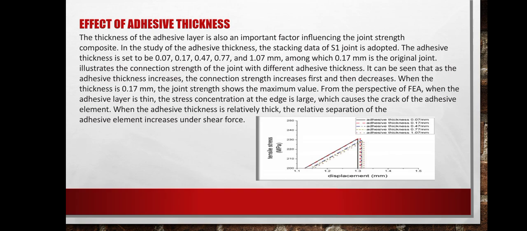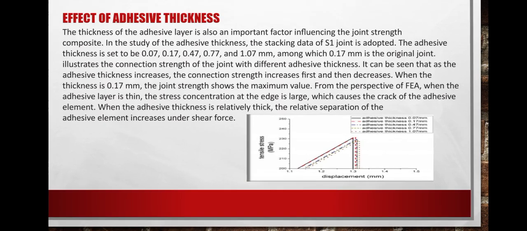joint. This illustrates the connection strength of the joint with different adhesive thickness. It can be seen that as adhesive thickness increases, the connection strength increases first and then decreases. When the thickness is 0.17 mm, the joint strength shows the maximum value. When the adhesive layer is thin, the stress concentration at edge is large, which causes the crack in the adhesive element. When the adhesive thickness is relatively thick, the relative separation of adhesive element increases under shear force.